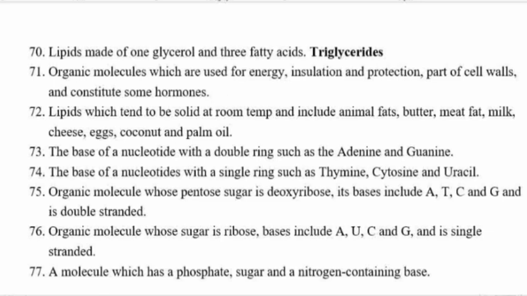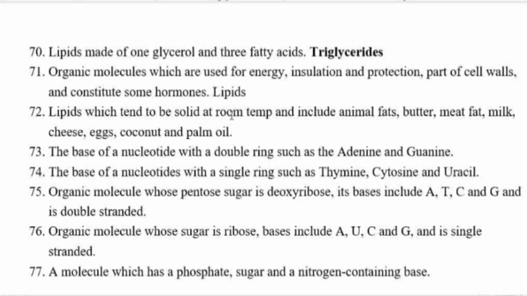Then 71. Organic molecules which are used for energy, insulation and protection, part of cell walls, and constitute some hormones. Which kind of organic molecule is that one? You refer to them as lipids. Lipids are used for energy, for insulation and protection. They are part of cell walls like the phospholipids, and they constitute some hormones like the steroids, the androgen, the estrogen and the testosterone. The estrogen and the testosterone are hormones, and they are steroids, and they are lipids.